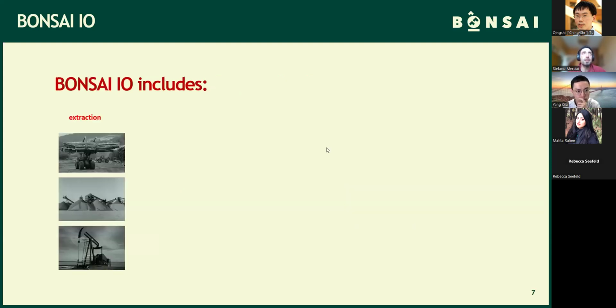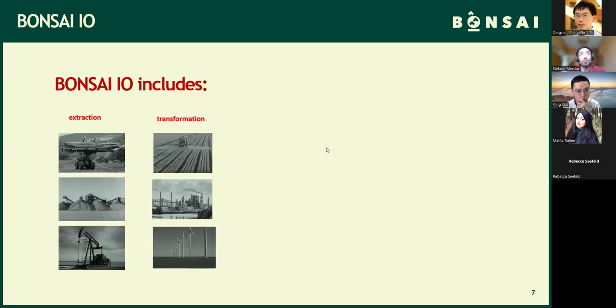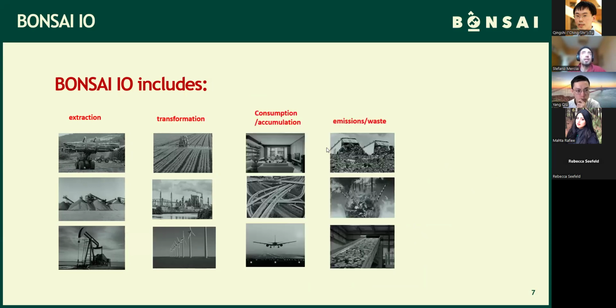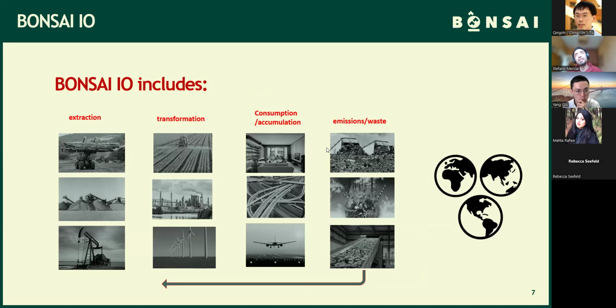So to sum up, Bonsai.io includes extraction of materials, the transformation of materials, the consumption and the accumulation, and of course the emissions and the waste. And because we have waste treatment, we also have the loop back to the economy with the secondary materials, and all this in all the regions of the world. Now in Bonsai, we have 43 countries plus 5 rest of the world regions. Our wish is to include more and more countries in the future.